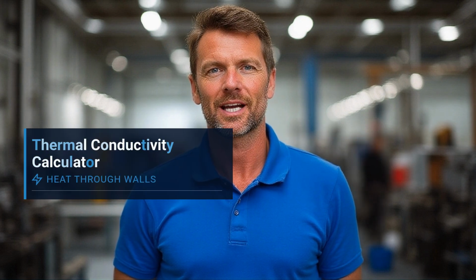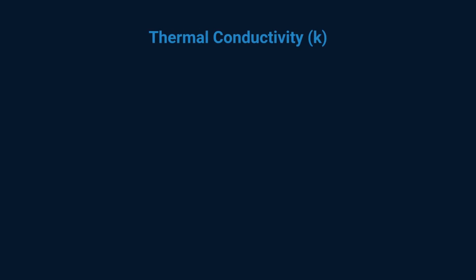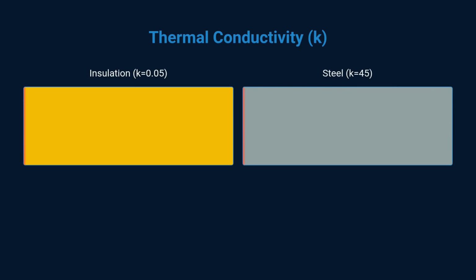The Thermal Conductivity Calculator. Heat through walls calculates heat transfer through building materials. Let's examine the 4 input fields. First, enter thermal conductivity, K, in watts per meter Kelvin. Common values include 0.05 for insulation materials and 45 for steel.